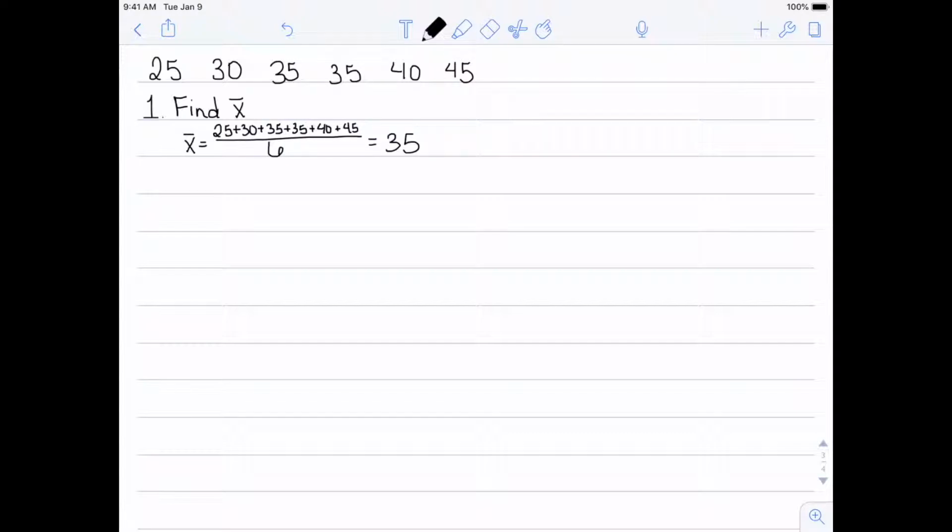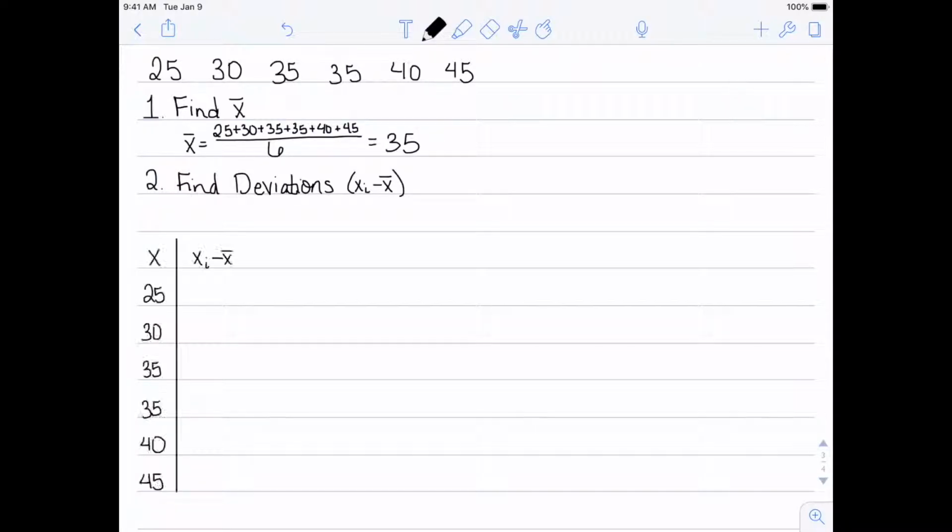The second thing we want to do is find what's called the deviations, which is what we call those x_i minus x bar. Those distances from the mean are known as deviations. So that's our second step. I find it easiest to do this in a table, so here's the table. I put all of my actual data values, the x values, in one column, and on the right I'm going to subtract the mean.